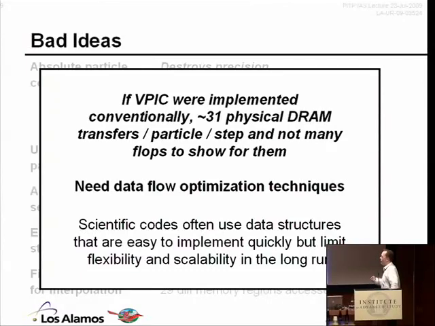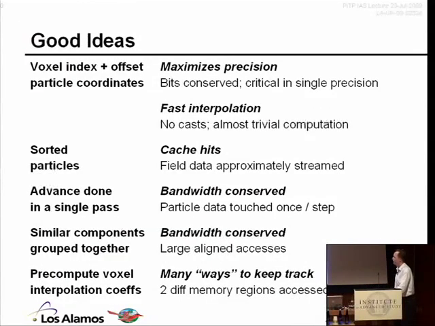One main point here is that scientific codes, when they're often written, particularly the first time, if they're not written with this in mind, will use data structures that are easy to implement quickly, but that will limit your flexibility and your scalability in the long run. So every one of these ideas in VPIC is replaced with a better idea.